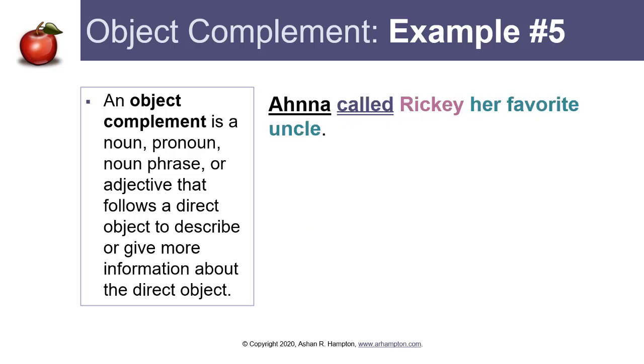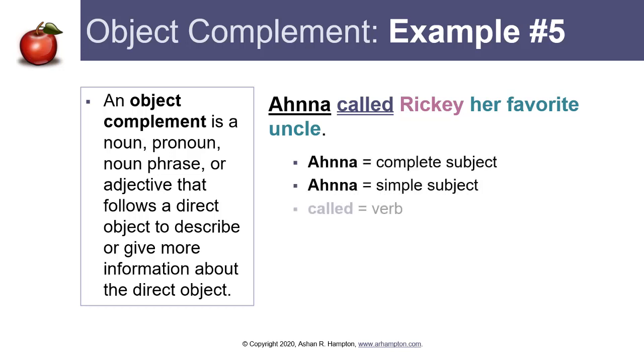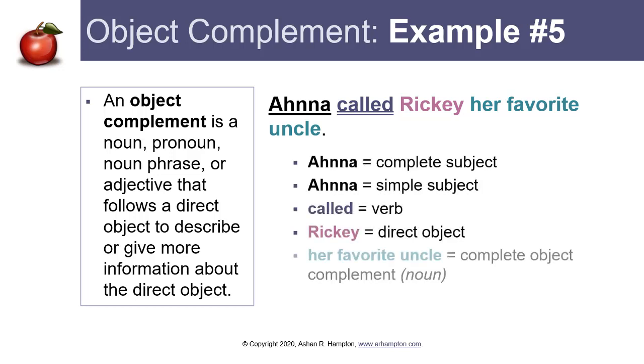Anna called Ricky her favorite uncle. Anna is the complete subject. Anna is also the simple subject. Called is the verb. Ricky is the direct object. Her favorite uncle is the complete object complement, which is a noun. Uncle is the simple object complement.